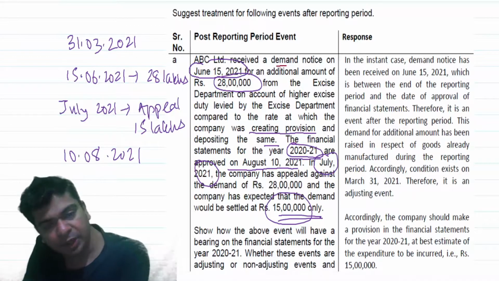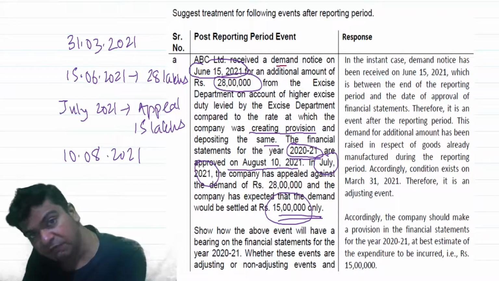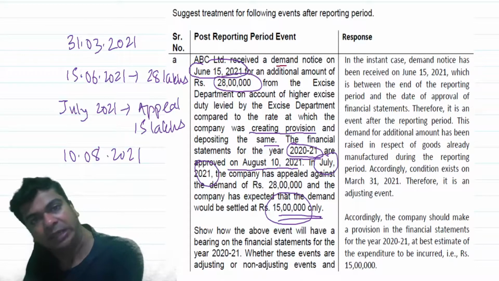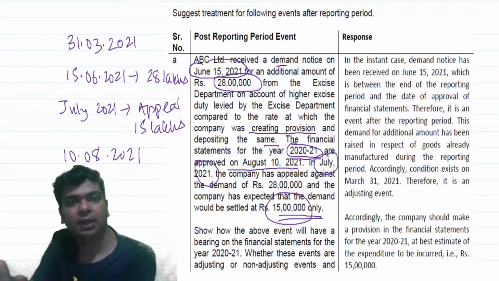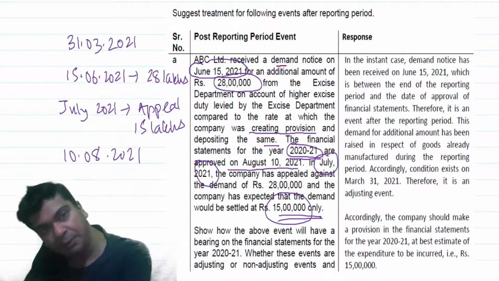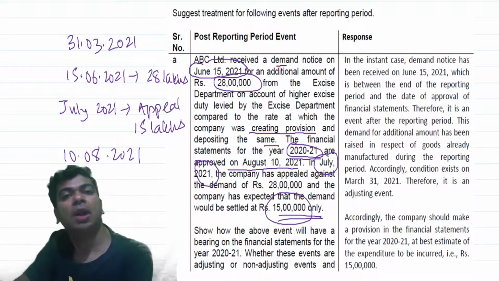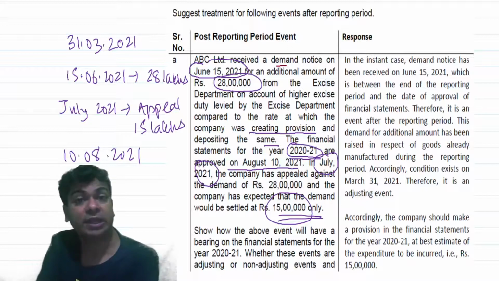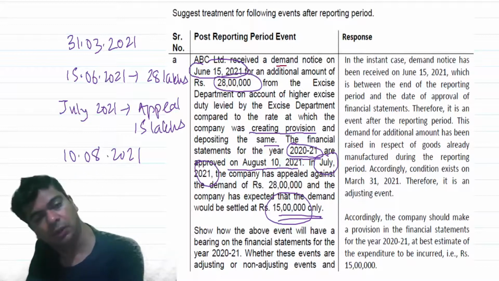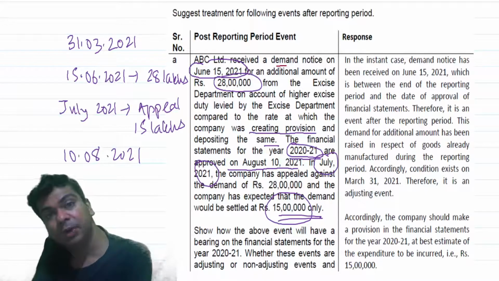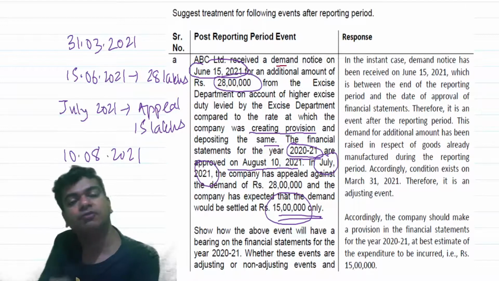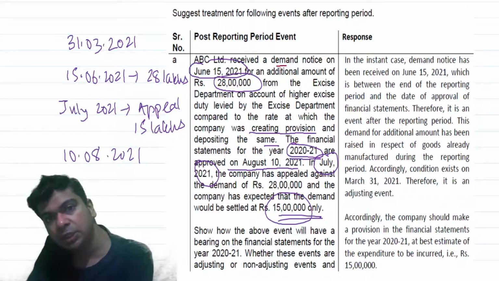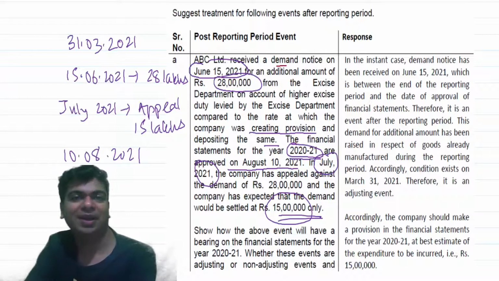But you are getting this particular notice definitely for goods that you have already manufactured. That one thing is very clear. Only after the manufacture gets completed that you are liable to pay the excise duty. Till then, you are not liable to pay the excise duty. Excise duty is a duty on manufacture. It seems that this particular excise duty demand is for goods already manufactured before the reporting date.